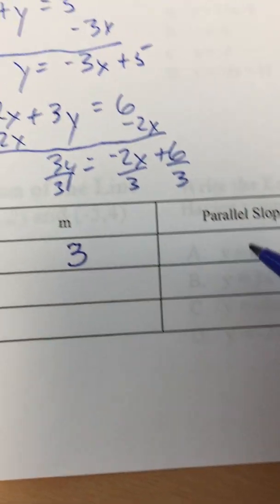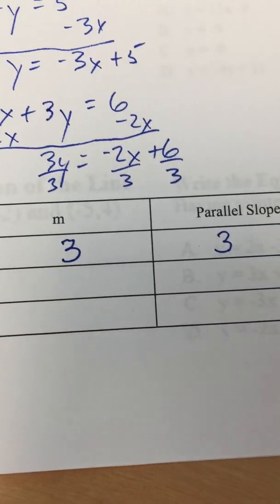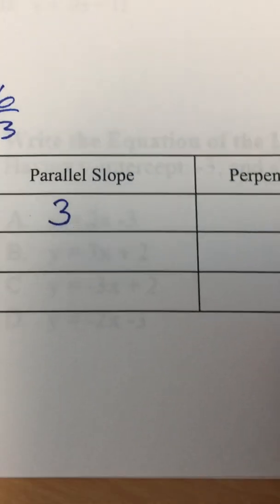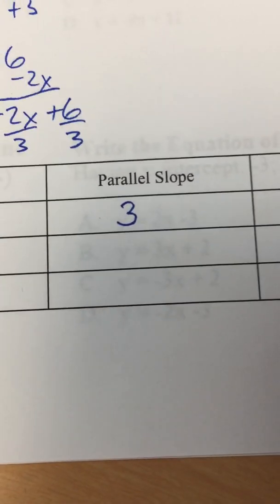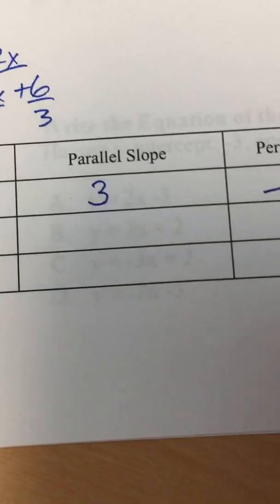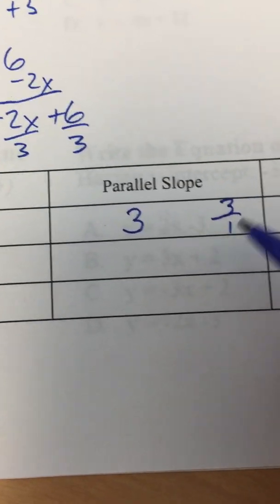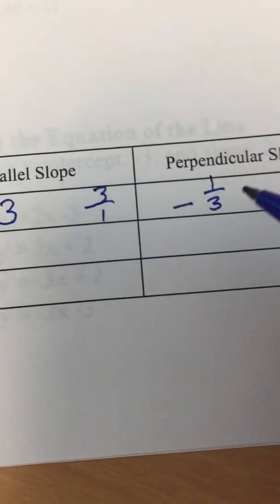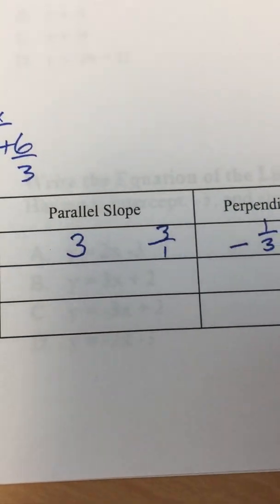So what is my parallel slope? It is also 3 because they had the same slopes. If they're perpendicular, instead of being a positive 3, it's going to be negative, and it's going to be upside down, so it will be 1 over 3, because the 3 was 3 over 1. So instead of 3 over 1, it's now negative 1 over 3. So perpendicular is the opposite reciprocal.